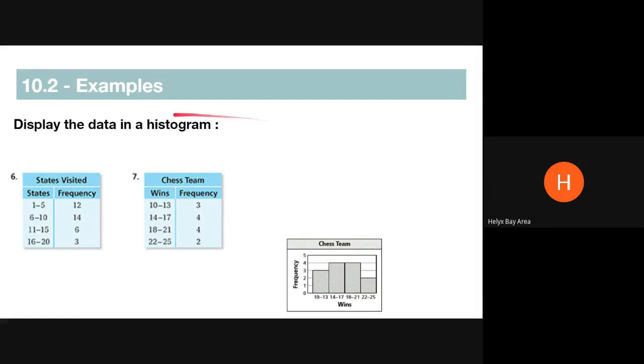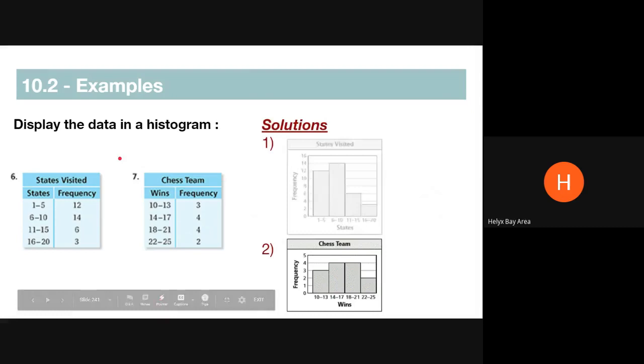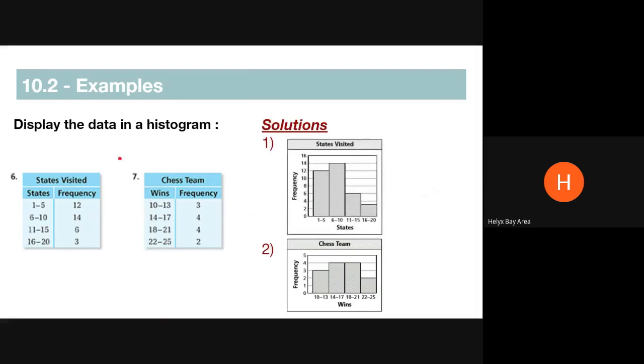Okay, I'm going to go ahead and show the answers. So the first graph shows number 6, and the second one shows number 7. So was there anyone who ran into any problems or got it wrong?